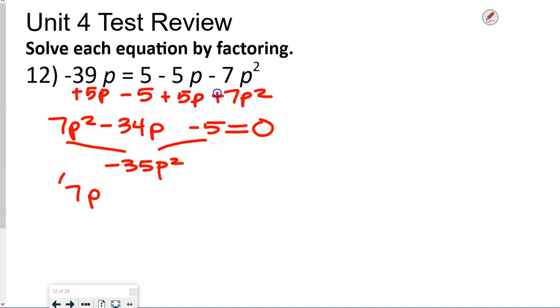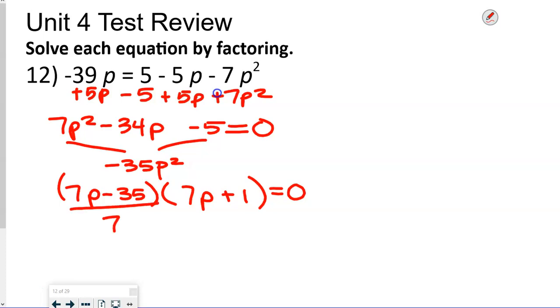So we're going to do 7p in both sets of parentheses again. And if it's negative, then one's going to be positive, one's going to be negative. So I'm going to do minus 35 because it's negative and plus 1, right? So we're going to set each of these equal to 0. Well, this actually can be factored out. So it's going to be p minus 5 equals 0. So p is equal to 5 here because we're adding 5 to both sides.